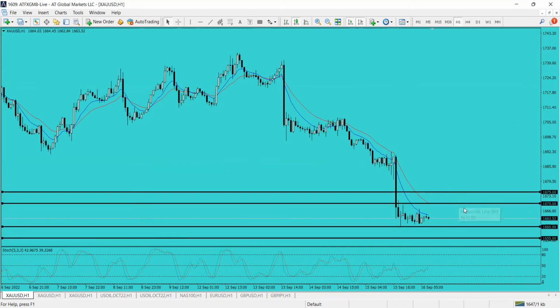But we need to be very cautious with the 1655 and 1660 range, since this one is actually a strong support level. On the other hand, if the price of gold can sustain above 1675, then we might see a little retracement all the way to 1680. And if it can sustain 1680, the next possible targets will be 1685 and of course 1690.